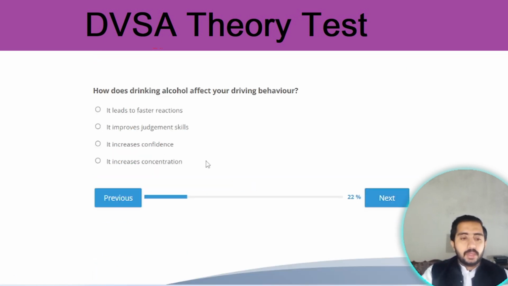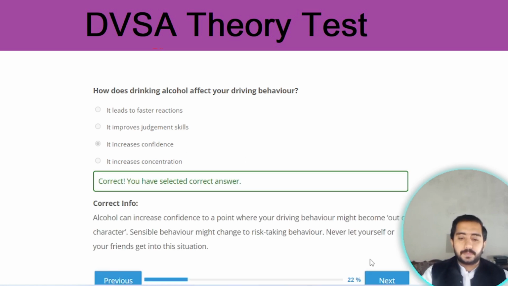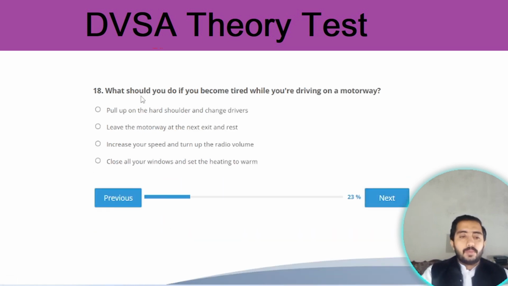Next question. How does drinking alcohol affect your driving behavior? The correct answer is it increases your confidence. Option C. Next one. What should you do if you become tired while you are driving on a motorway? The correct answer is leave the motorway at the next exit and rest.